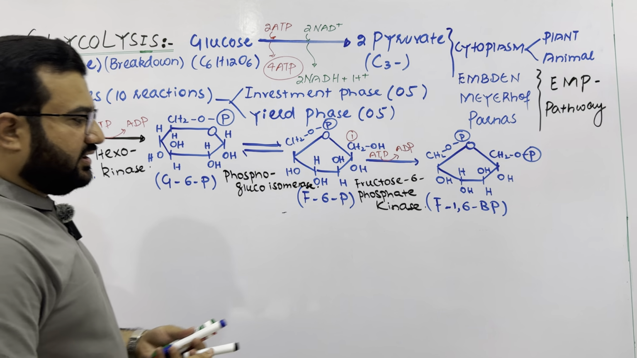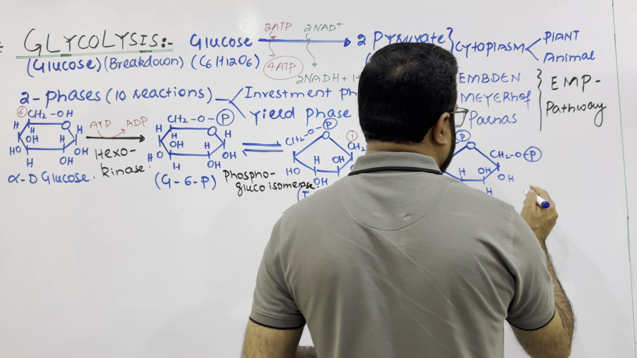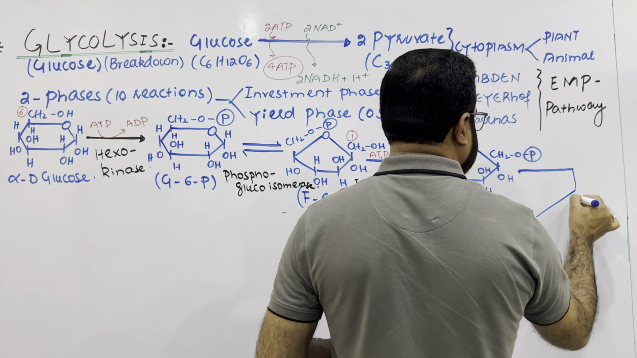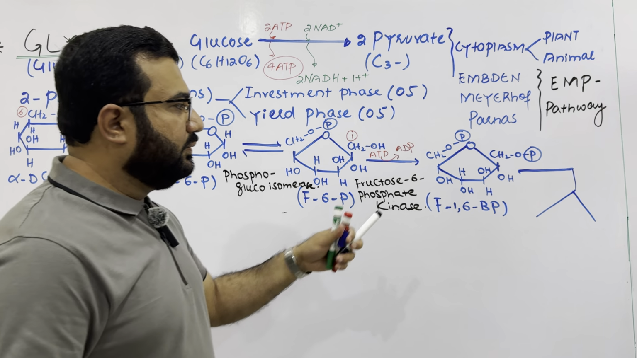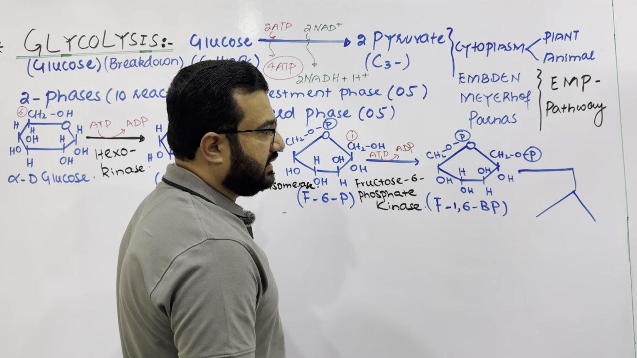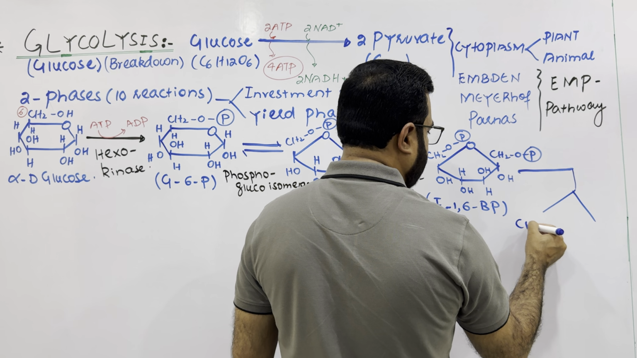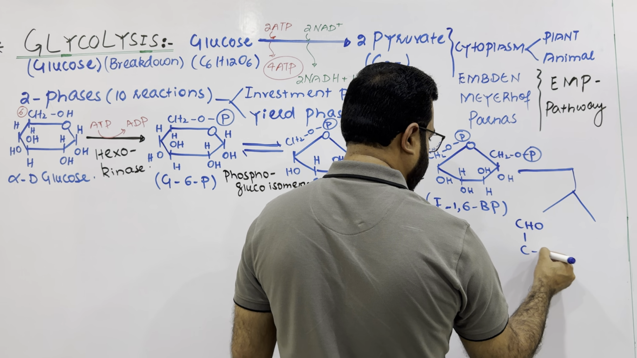And my dear students, now in the next step, this fructose 1,6 bisphosphate is broken down into two smaller sugars, both are trioses. First is the aldehyde.